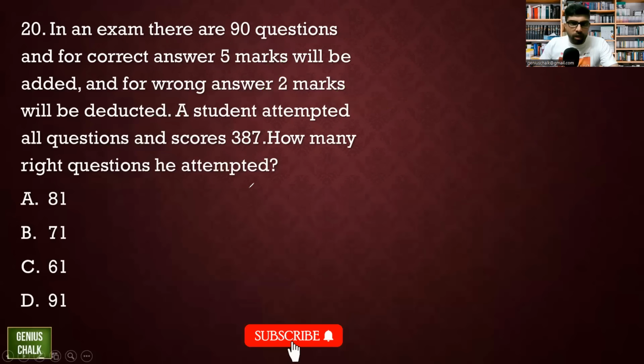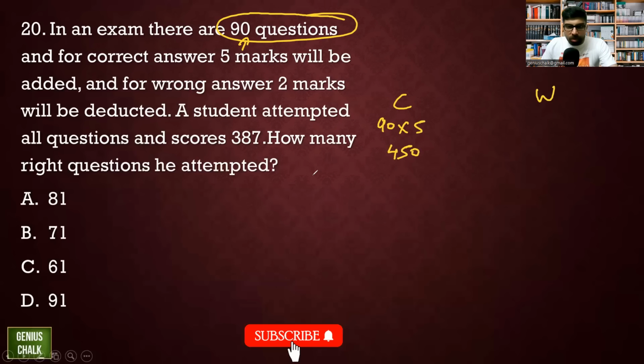In the alligation method, what I'll do is assume that there are 90 questions given, and every question is correct. This is correct, this is wrong. So if 90 are the questions, for every correct, he will be given 5 marks. So his total score must be 450. And let's suppose all the questions are incorrect, so it will be minus 90 into 2 because minus 2 marks are deducted. So it has to be minus 180.